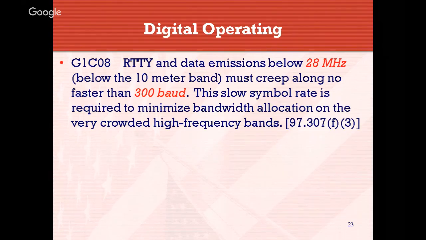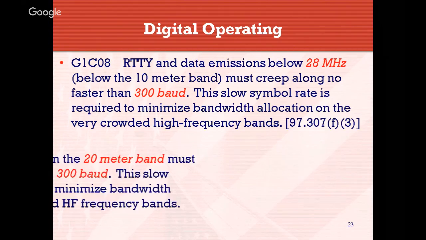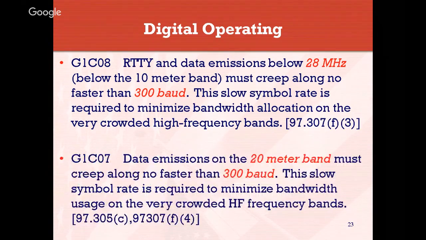The upper end of the 10 meter band is generally reserved for FM simplex and FM repeater modes. So data emissions on the 20 meter band must creep along no faster than 300 baud. This slow symbol rate is required to minimize bandwidth usage. Again, it's just another way of saying what was said in the previous one.